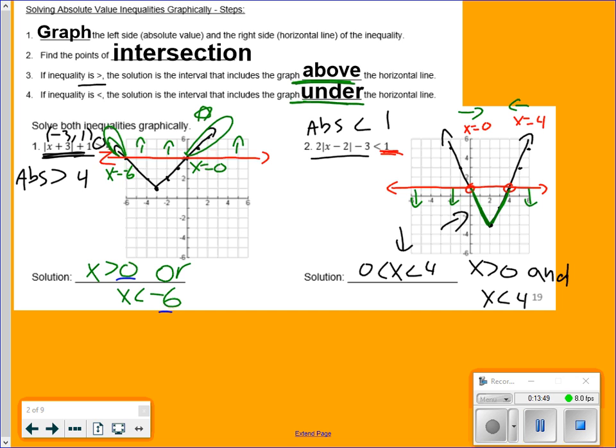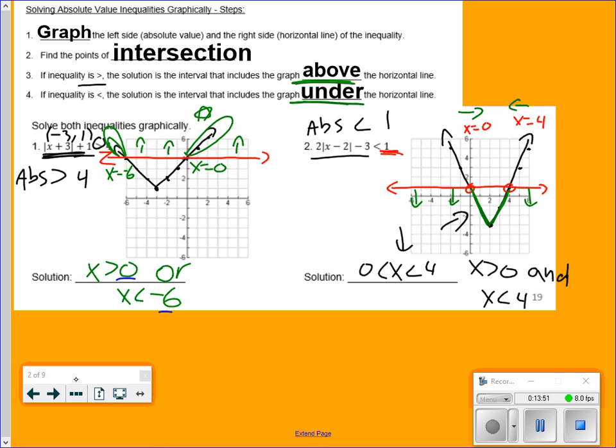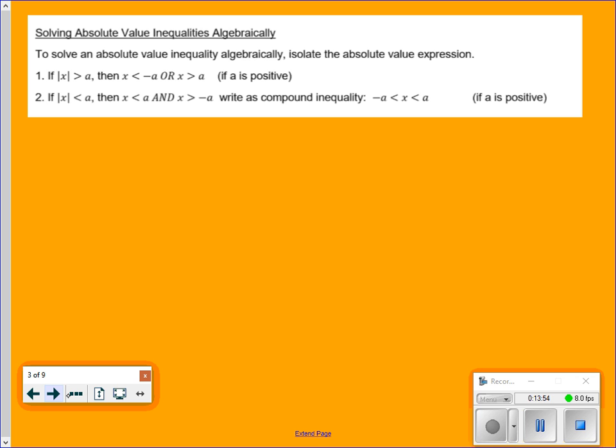So let's keep going. Here we're talking about solving absolute value inequalities algebraically. We're going to do some in a bit. So to solve an absolute value inequality algebraically, we're going to isolate the absolute value expression. If the absolute value of x is greater than a, then x is less than negative a, or x is greater than a if a is positive. And if the absolute value of x is less than a, then x is less than a, and x is greater than negative a. You write that as a compound inequality, and that only happens if a is positive. Okay?